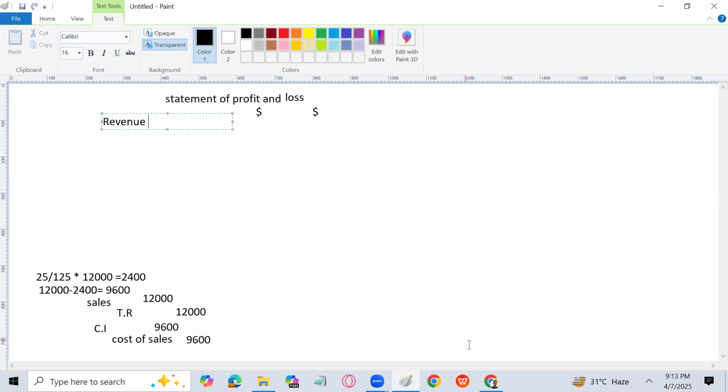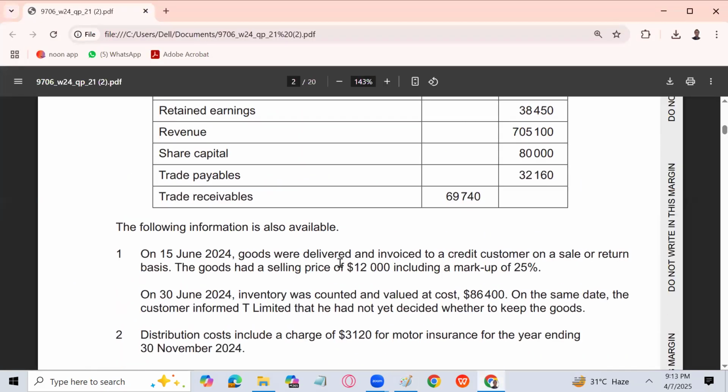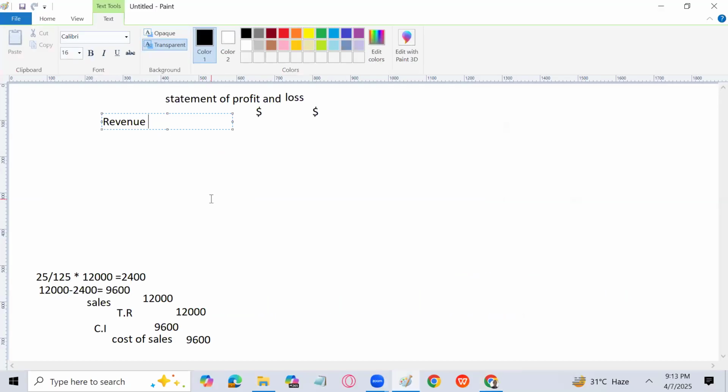And for revenue, let's see what the amount of revenue is. The amount of revenue given in the question is 705,100. I will write 705,100. And for sales, we have to subtract 12,000 from revenue because that is not part of sales. So 705,100 minus 12,000, how much will it come to? That is going to be the amount of sales which you are supposed to record. That is 693,100. Okay. Now less cost of sales.